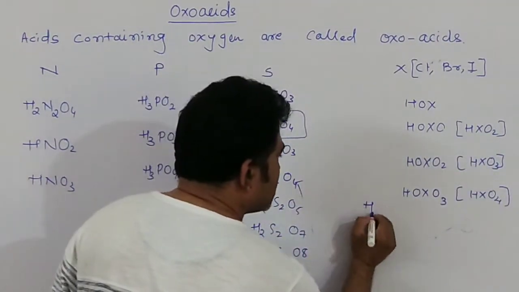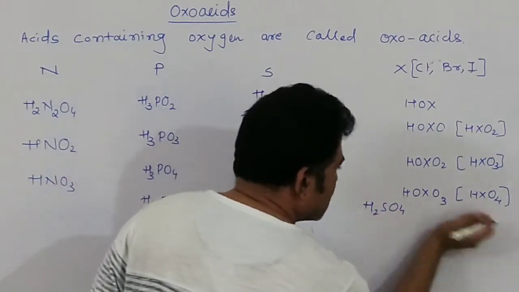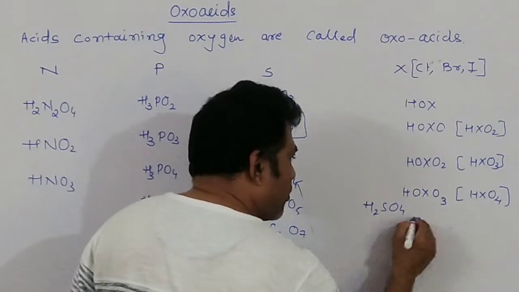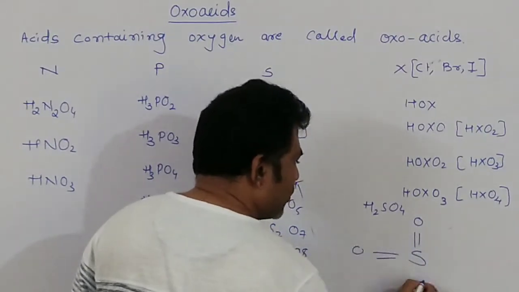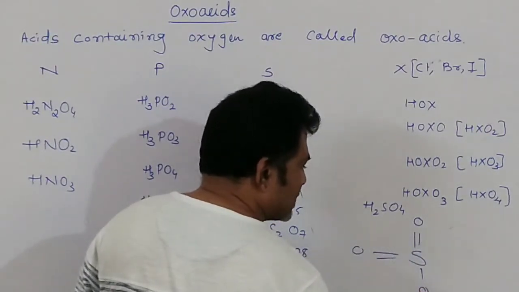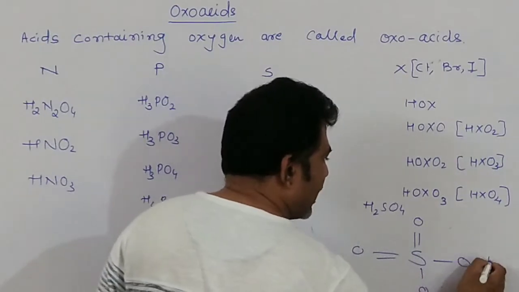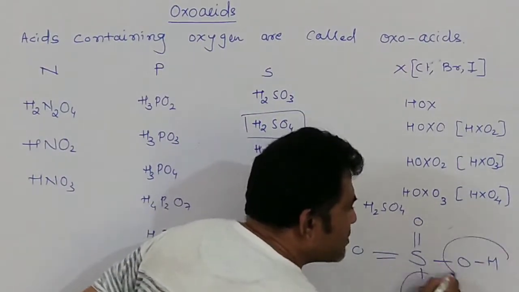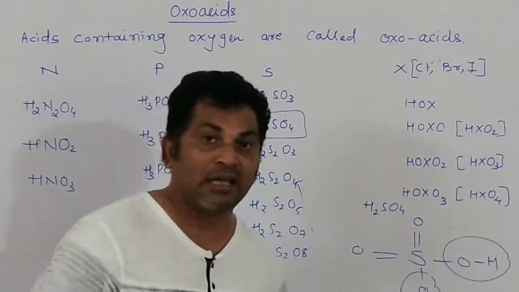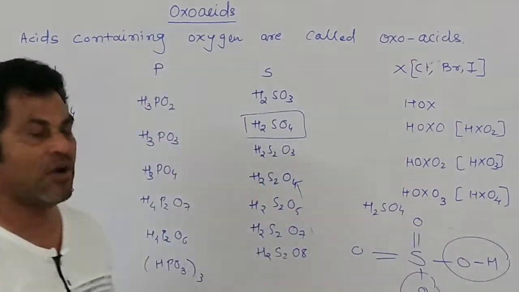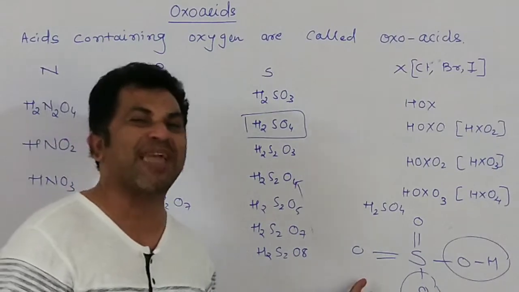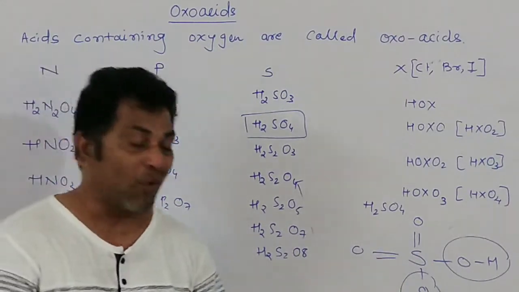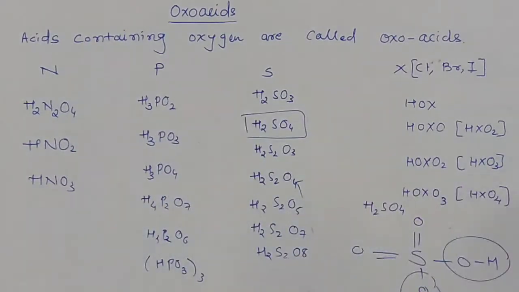That is H2SO4. This structure is like this. Sulfur is there, double bonded O, one bond OH, here one bond OH. So how many times is OH there? Two times OH is there. That's why sulfuric acid is known as dibasic. Like this, there are tribasic and polybasic acids.